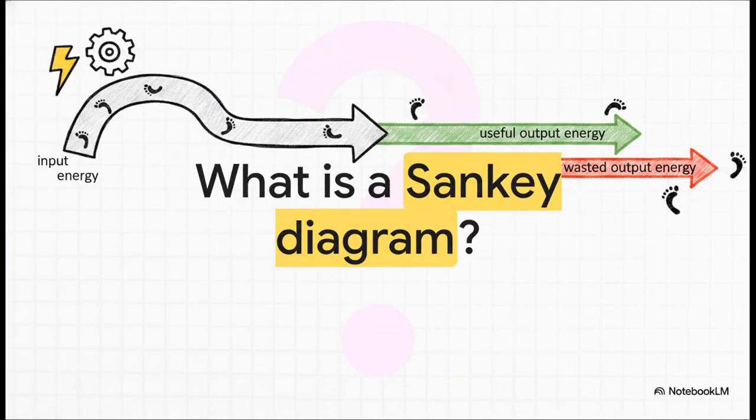Now, to really track this energy, scientists use a very special tool. Question 4 asks, what is a Sankey diagram? Think of a Sankey diagram as a vibrant visual map. It shows us exactly how input energy in a system is transferred, branching off into useful output energy and wasted output energy. It's basically like looking at the glowing footprints that energy leaves behind.